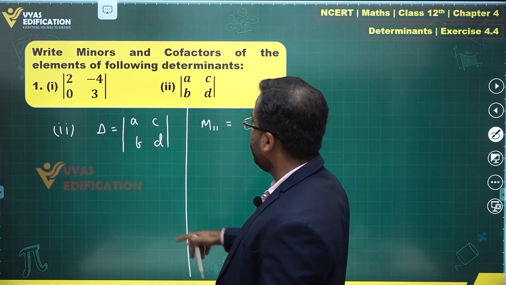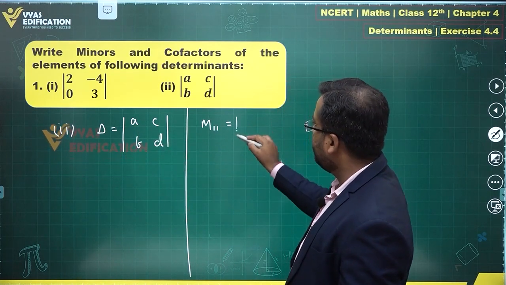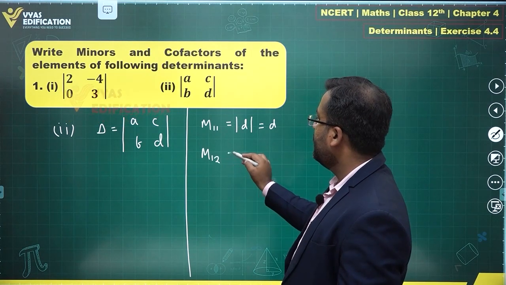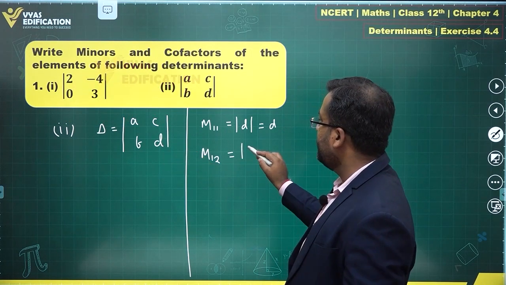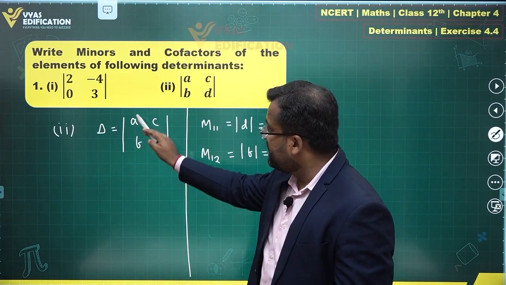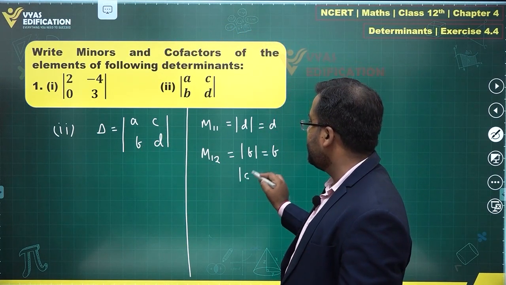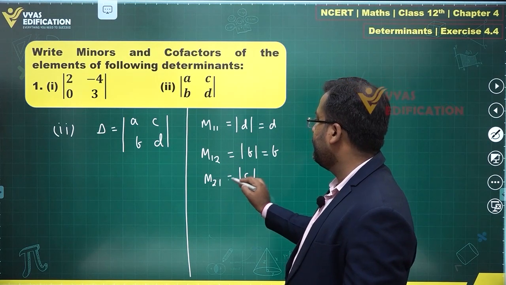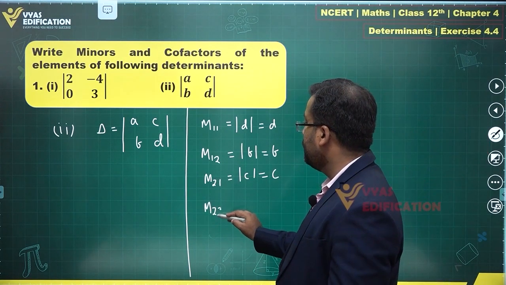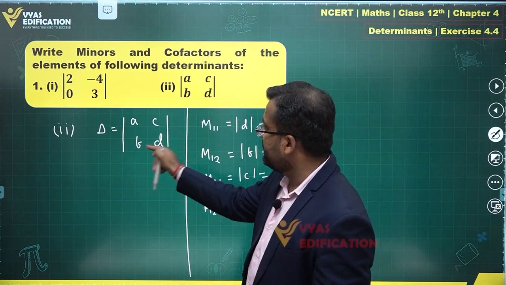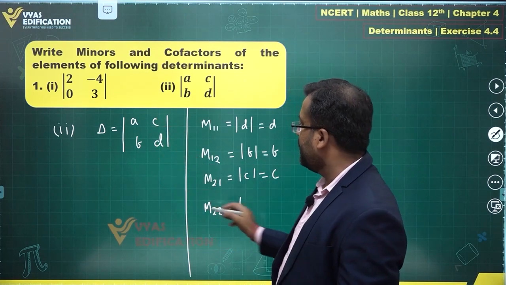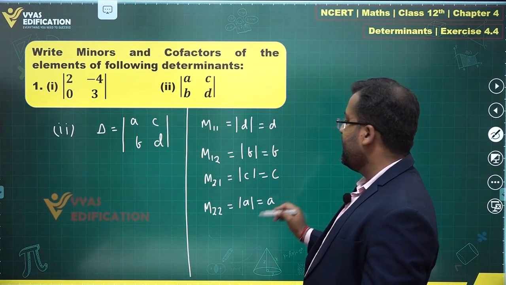M11 is pretty simple. M11 will be for this element, and you'll get determinant of this D, which is simply D. M12 will be for this element, and the determinant will be for B. This is what you get. M21 will be for this element, and that will be determinant of C, which is simply C. M22 will be determinant of this element, which is, by eliminating the second row and second column, you will get determinant of A, which is A.